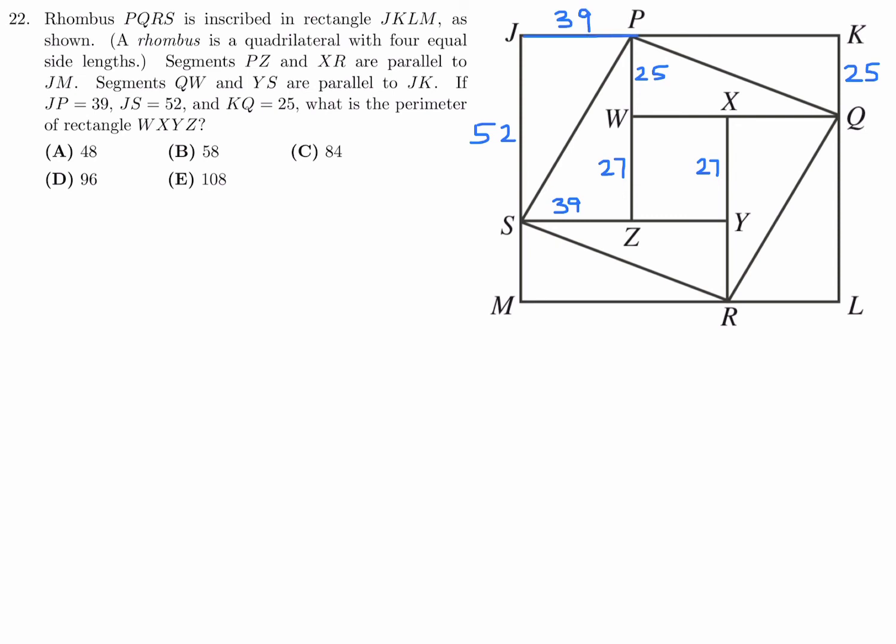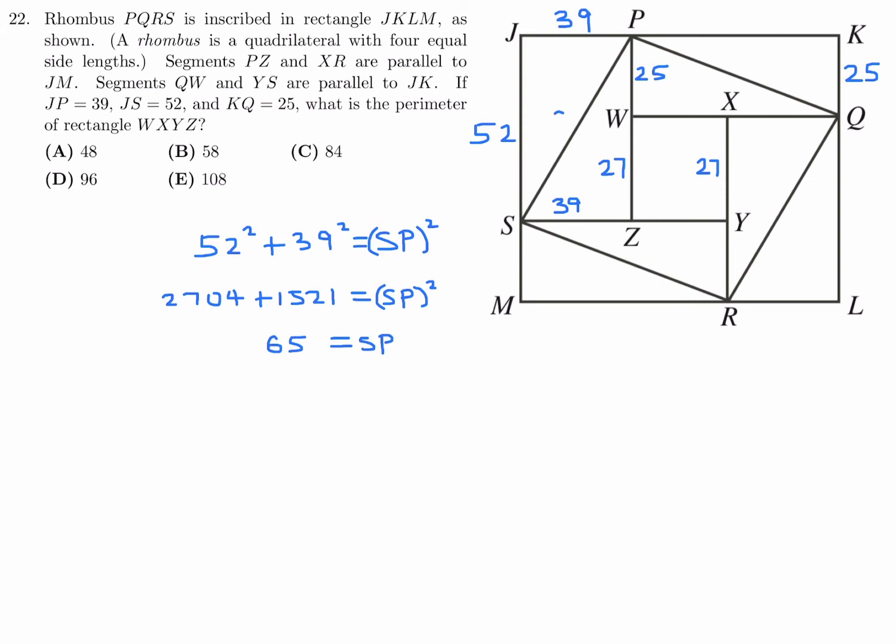Well, I'm going to concentrate first on this triangle. That Pythagorean relationship, 52 squared plus 39 squared, will be SP squared. And if you do that, you get 2704 plus 1521 is SP squared. And if you solve for this, you get SP is equal to 65. So that is 65 right there. Now it's a rhombus, 4 equal sides, so that means this is 65 also.